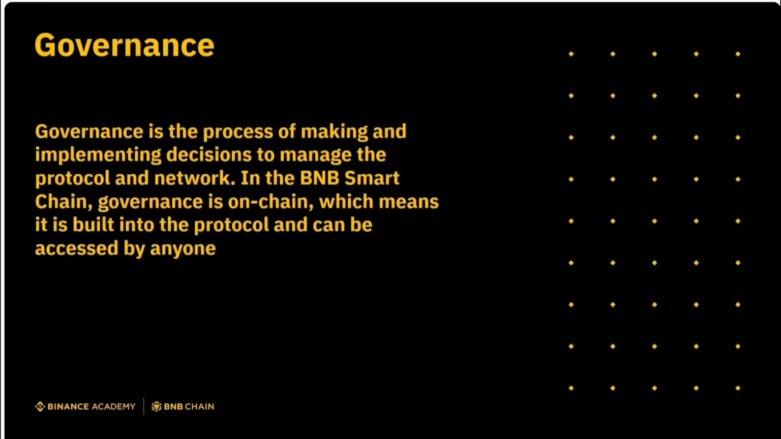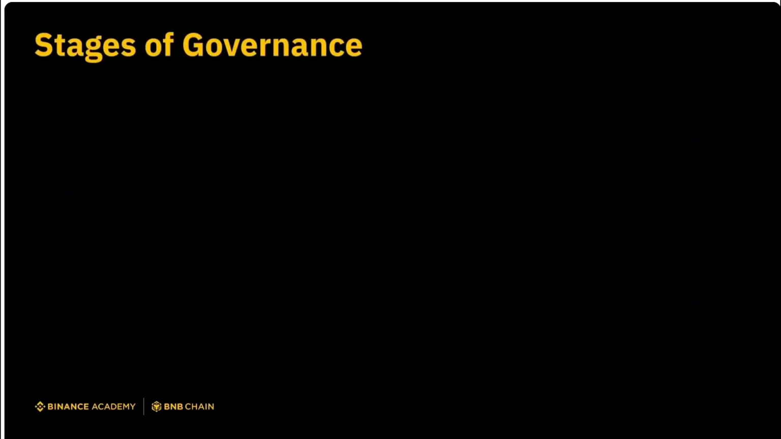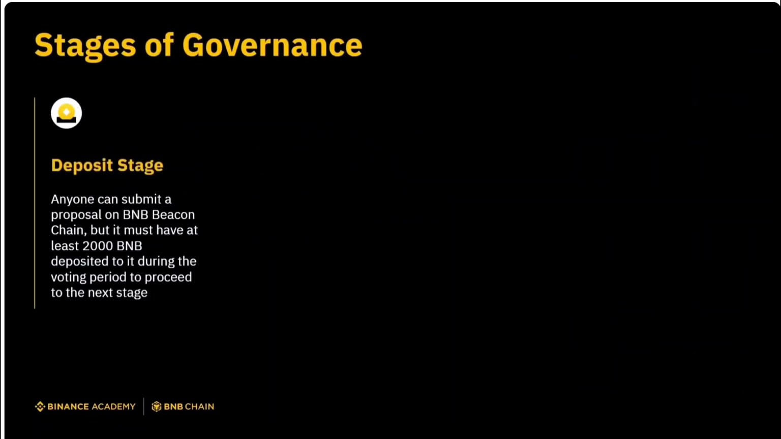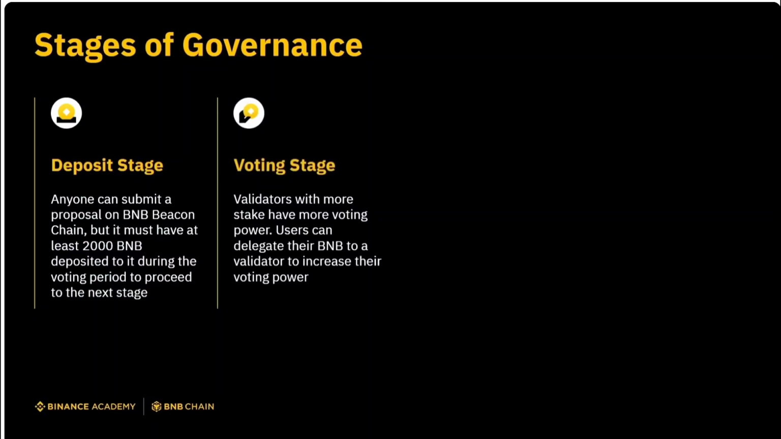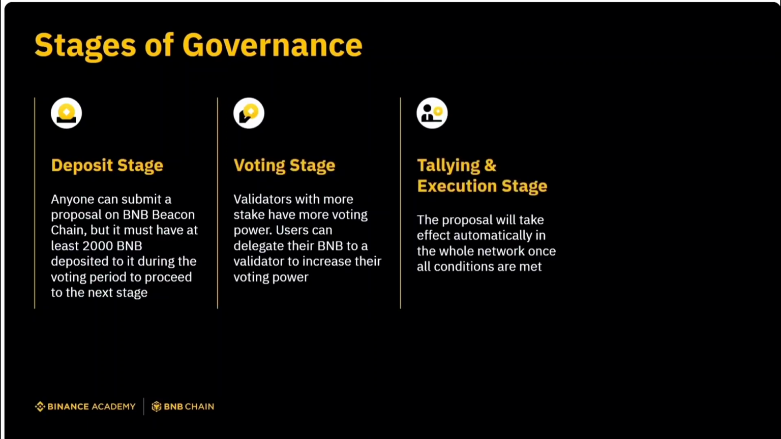Governance is the process by which decisions are made and implemented to manage the protocol and the network. In the BNB Smart Chain, governance is on-chain, which means that it is built into the protocol and can be accessed by anyone. The governance process is divided into 3 stages: deposit, voting, and tallying and execution.